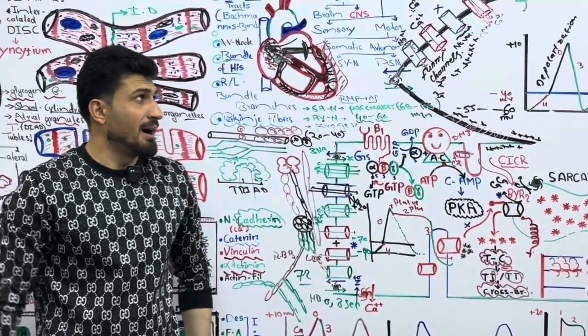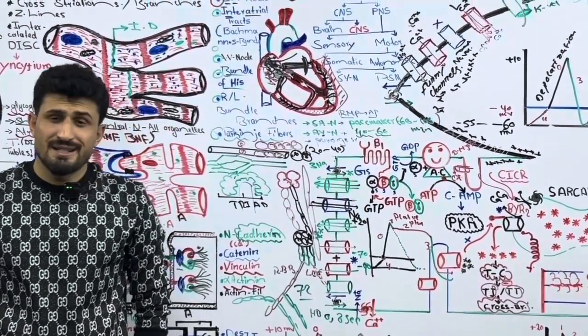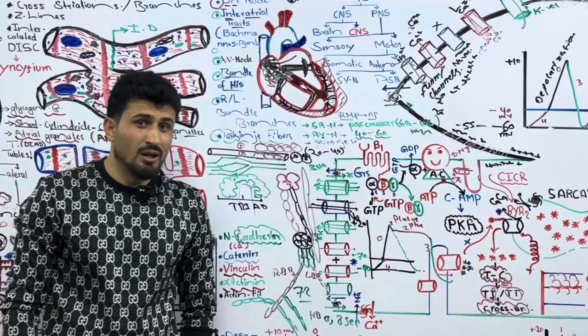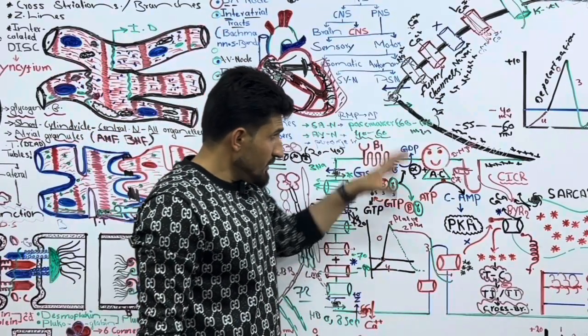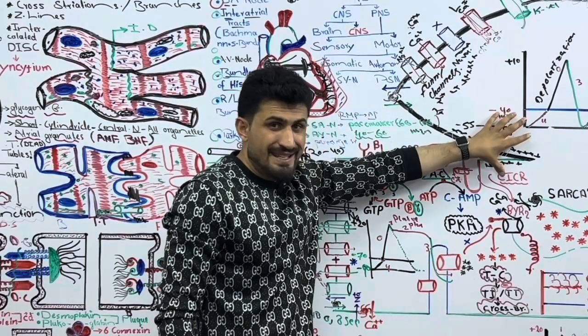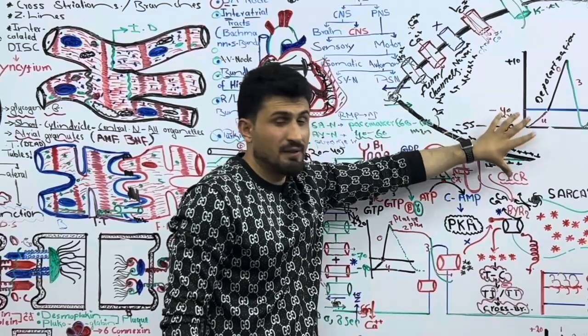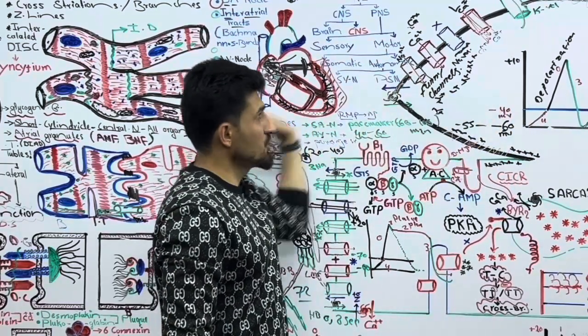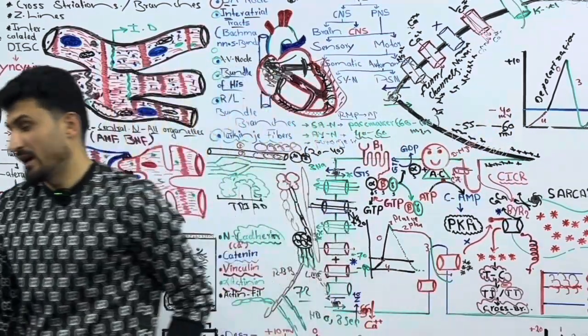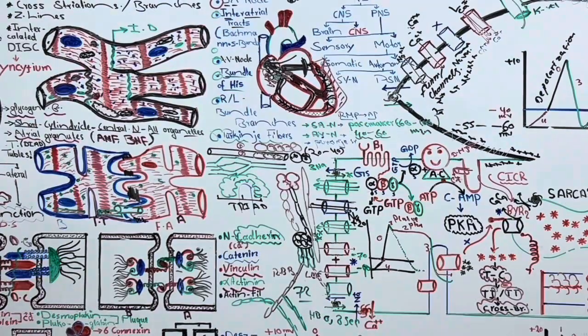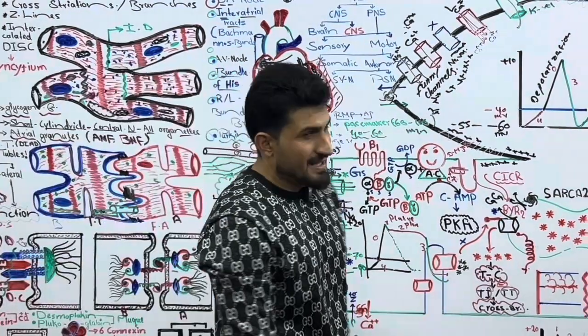Now I'm going to talk about the effects of the sympathetic and parasympathetic nervous system on the heart. It means these were intrinsic pathways and stimulation of cardiac cells. What are the extrinsic stimulations of the cardiac myocytes? So now let me explain the effects of the sympathetic and parasympathetic nervous system.